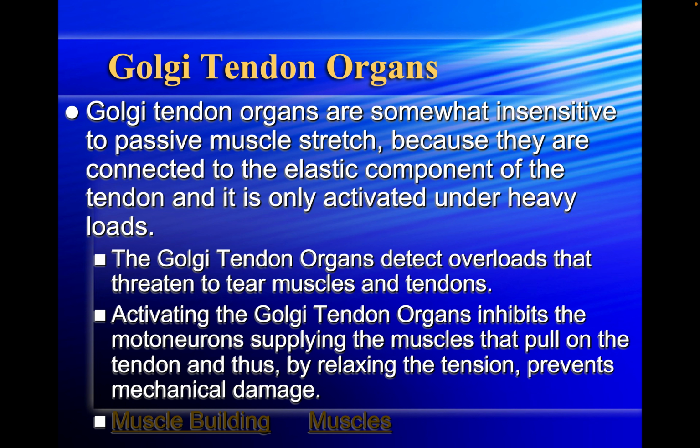Golgi tendon organs are somewhat insensitive to passive muscle stretch because they are connected to the elastic component of the tendon and is only activated under heavy loads. The Golgi tendon organs detect overloads that threaten to tear muscles and tendons. Activating the Golgi tendon organs inhibits the motor neurons supplying the muscles that pull on the tendon and thus, by relaxing the tension, prevents mechanical damage.